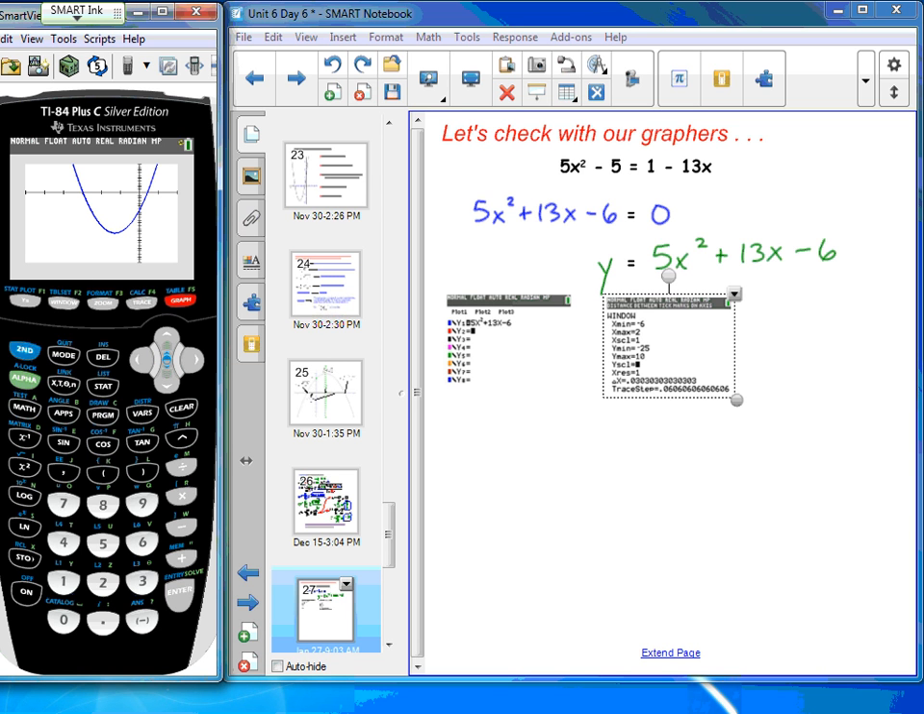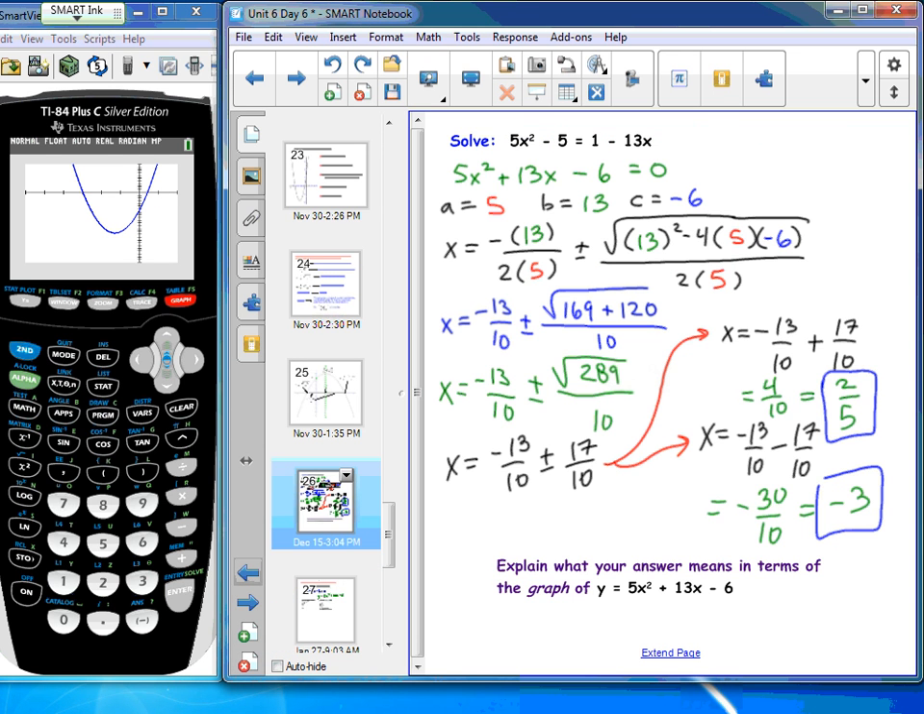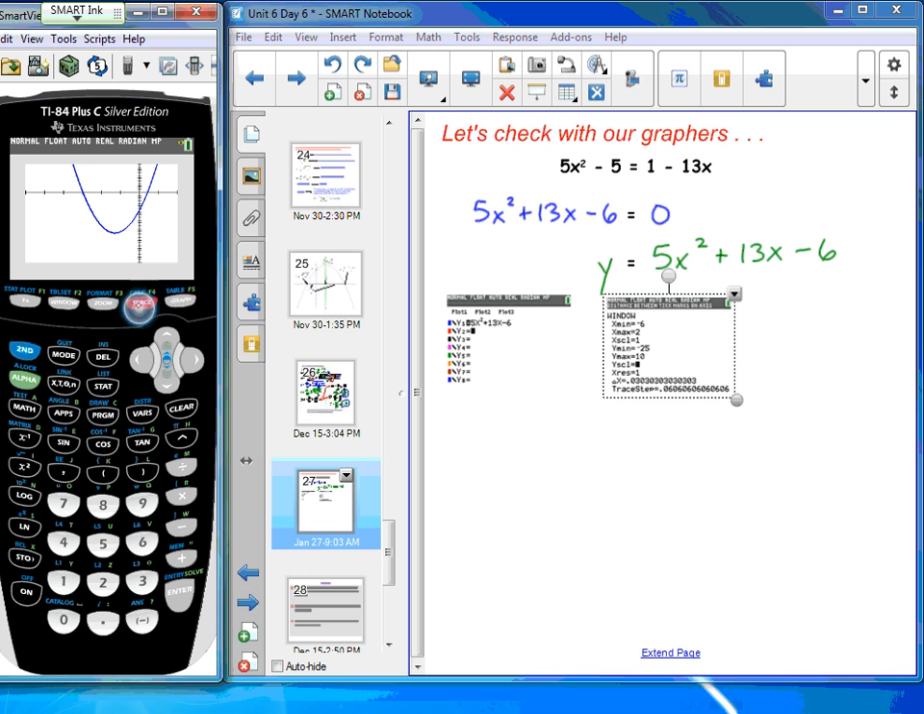Ooh. So how can I check easily to see if my x-intercepts are -3 and 2/5 as Jacob suggested? Well, I could do second calculate zero and see what it gives me. Or, since I already know what they are, I could do trace, input the x value, enter, and the cursor should jump on the x-axis. Either way is acceptable. In this case, since I already have an idea of what they are, -3 and 2/5, it's quicker to do trace, -3, enter.